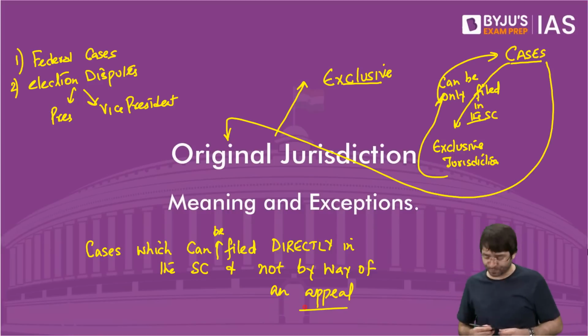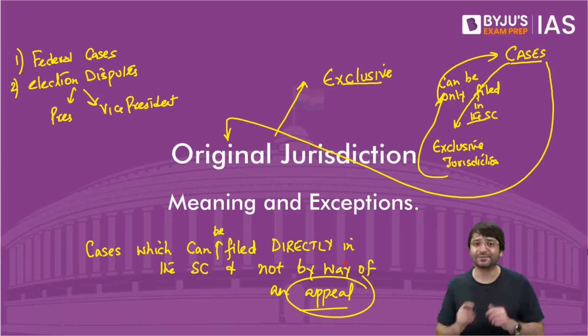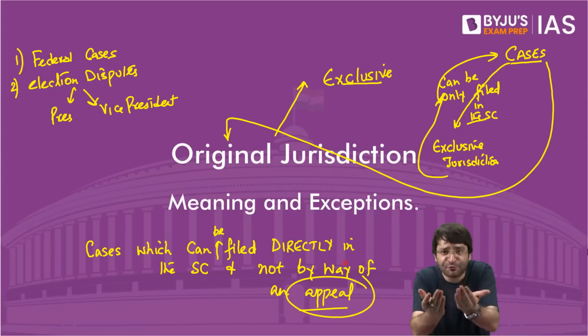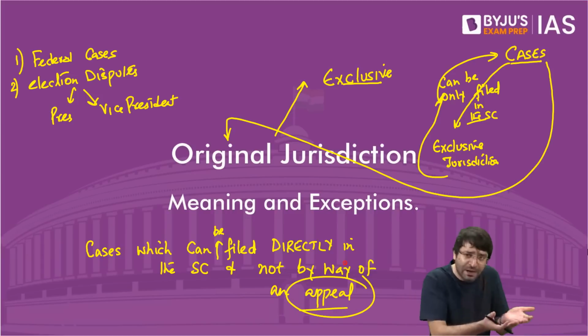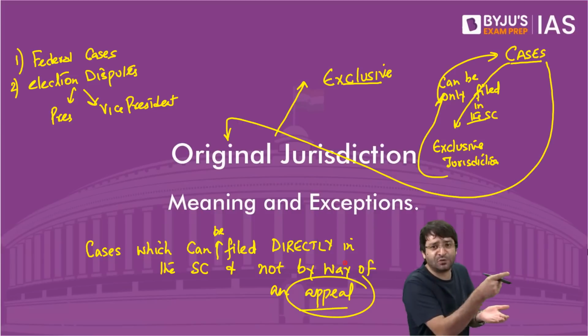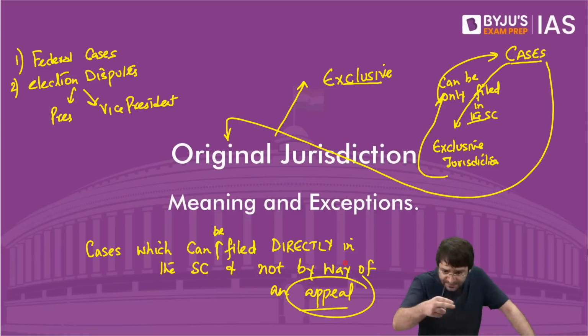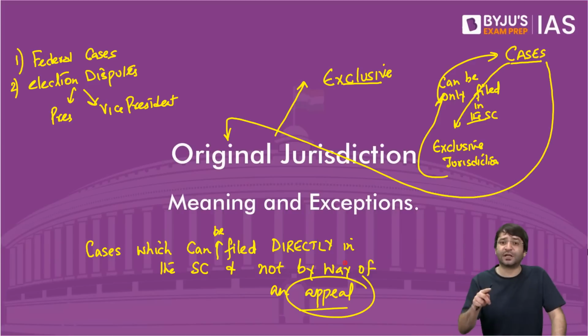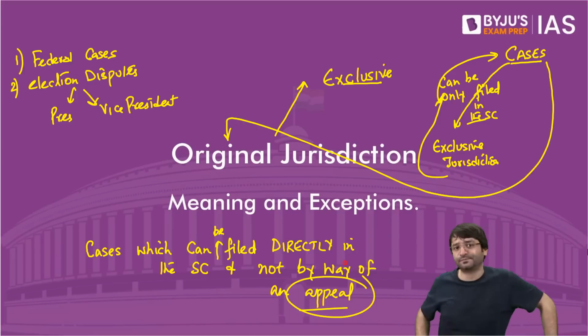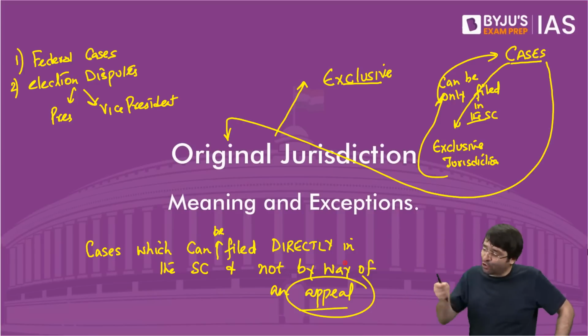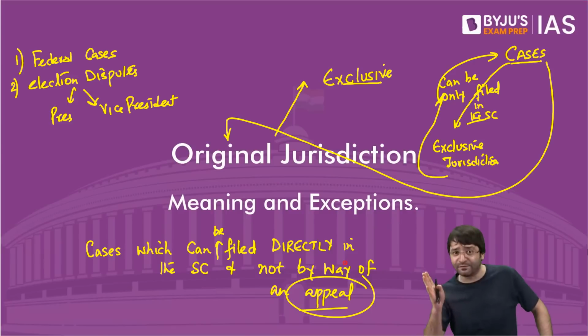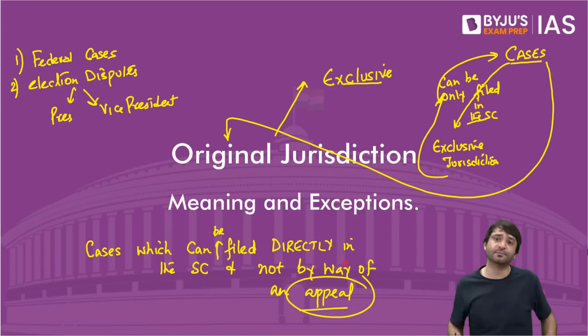How do you approach the Supreme Court? Through appeal. That means you're appealing before the Supreme Court. Please hear my petition because I'm not satisfied with the verdict given by the High Court. That means in these cases, Supreme Court does not have the original jurisdiction. That means these cases approach the Supreme Court through an appeal, where you are appealing against the High Court order.